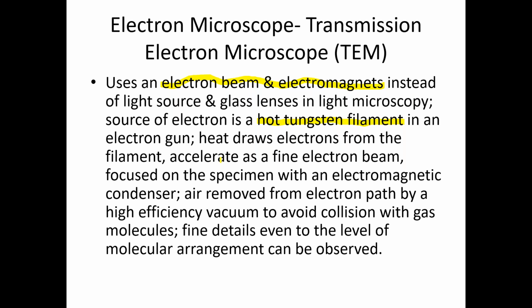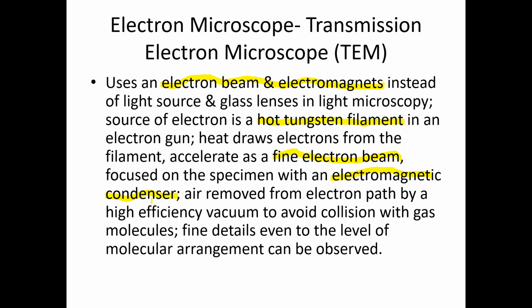Now these electrons are accelerated as a fine electron beam. So you are getting a fine beam of electrons as a result of this, and it is focused on the specimen with an electromagnetic condenser. The normal condenser lens in light microscopy focuses light on the specimen, whereas in the electron microscope, the fine beam of electrons produced by the hot tungsten filament as a result of a high voltage of around 60,000 volts will be focused on the specimen with an electromagnetic condenser.